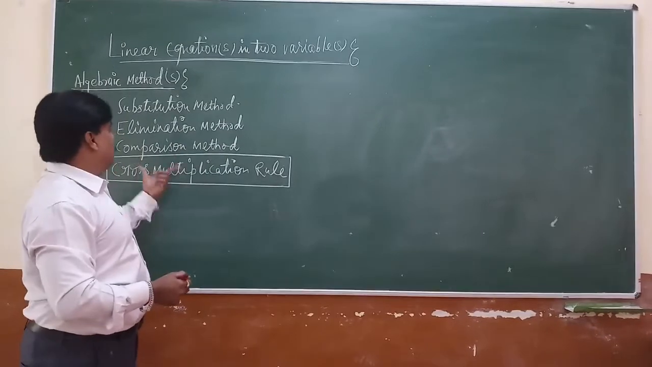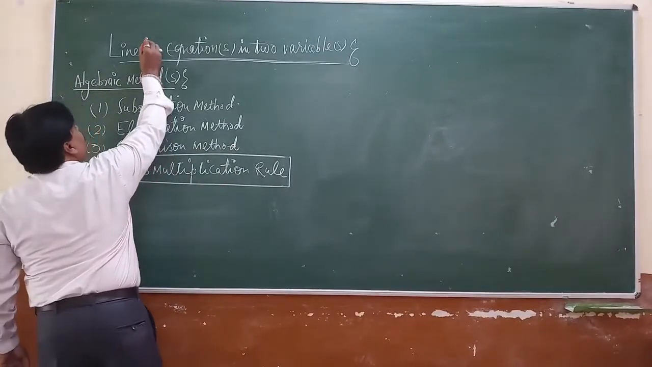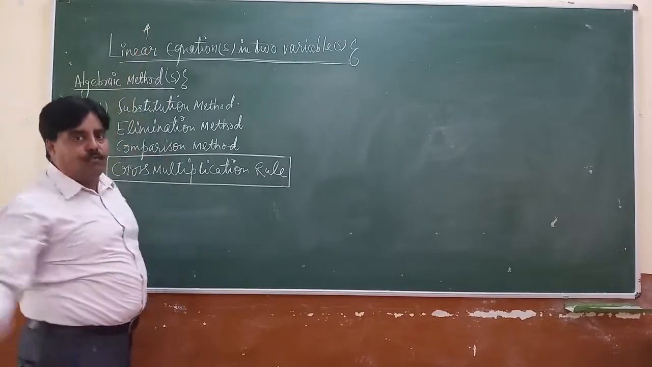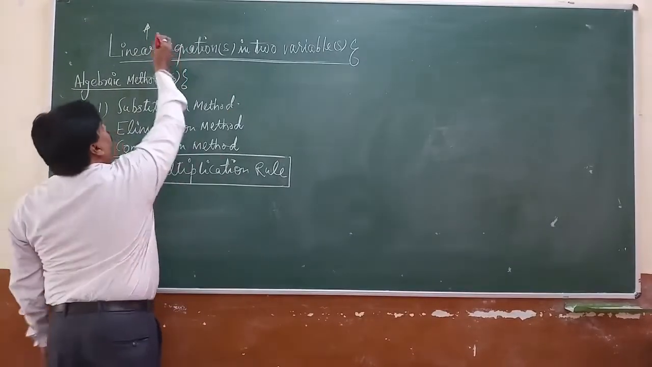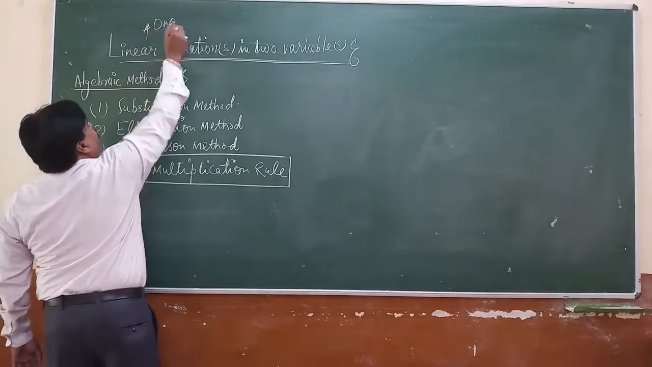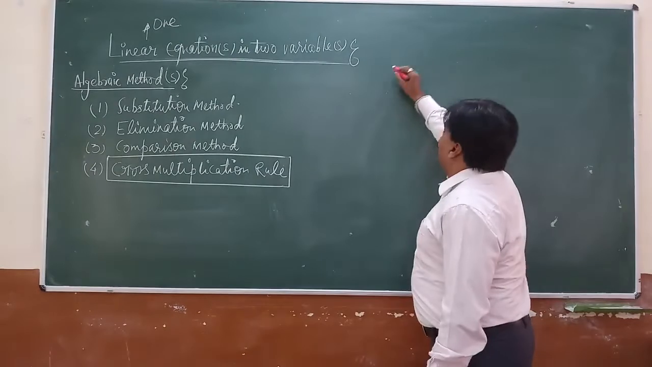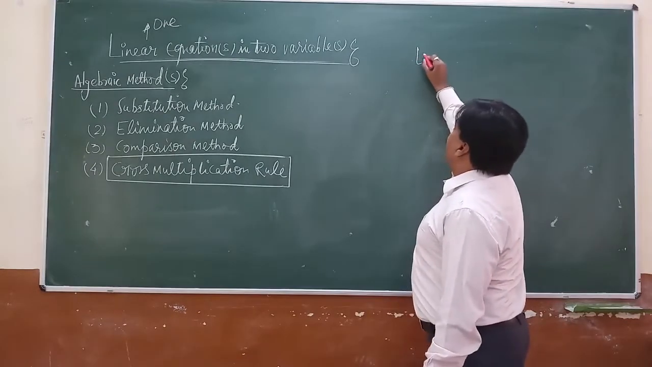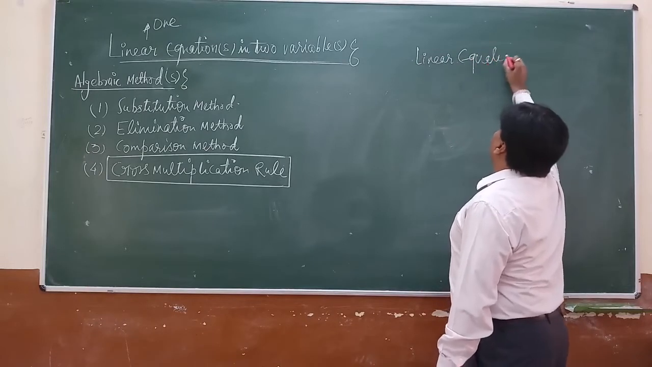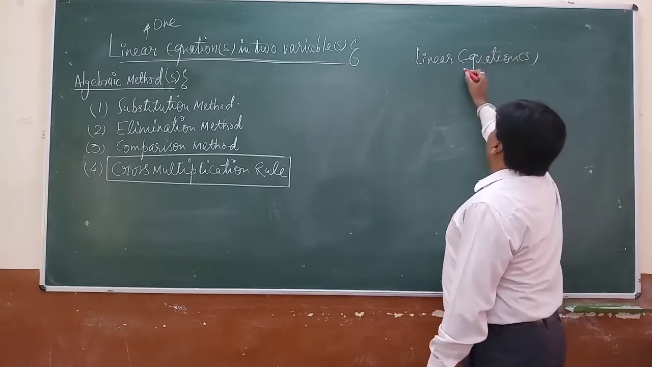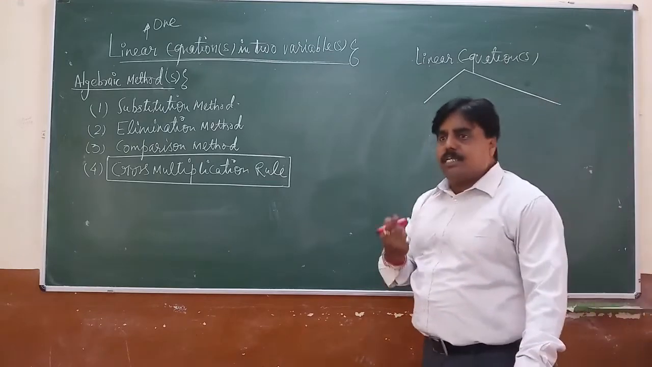How can you solve the equations with the help of the cross multiplication rule? But before this, to refresh your memory, I will discuss what linear equations mean. Linear means one, and equations you already know. And one more point is there. In general, there are two types of linear equations. Linear equations in one variable.